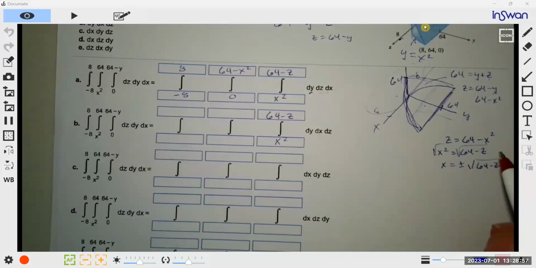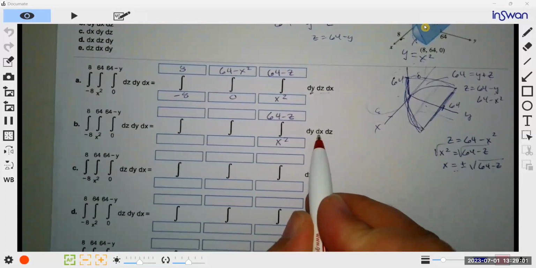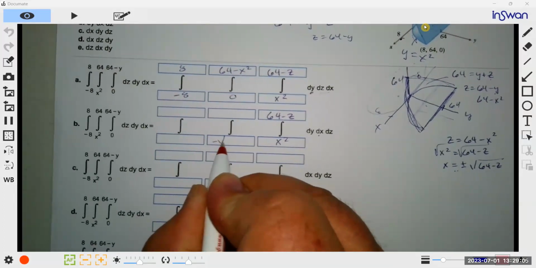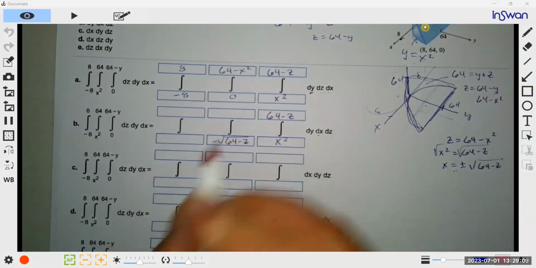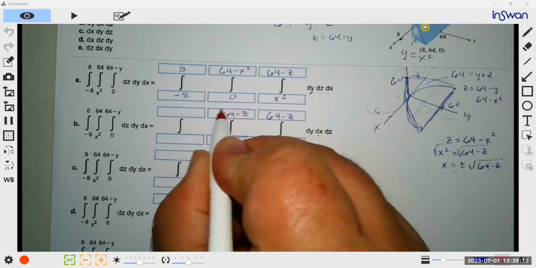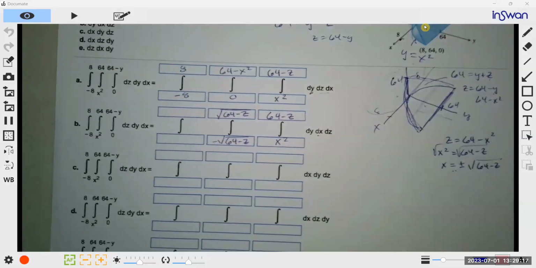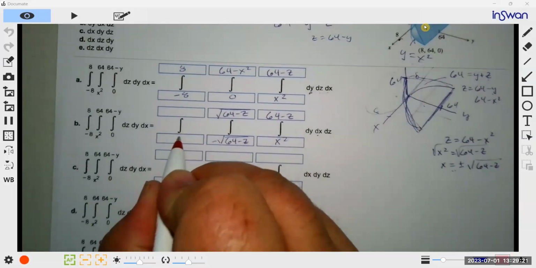Okay, where was that? Oh, yeah, so our dx goes from negative radical 64 minus z to positive radical 64 minus z, because the variable has to be the last one, which is z. And z goes from 0 to 64.